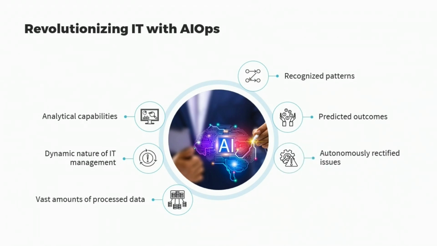And with its autonomous remediation capabilities, AI ops can autonomously detect, diagnose, and resolve common IT issues and anomalies without human intervention, reducing mean time to resolution and minimizing service disruptions or downtime.